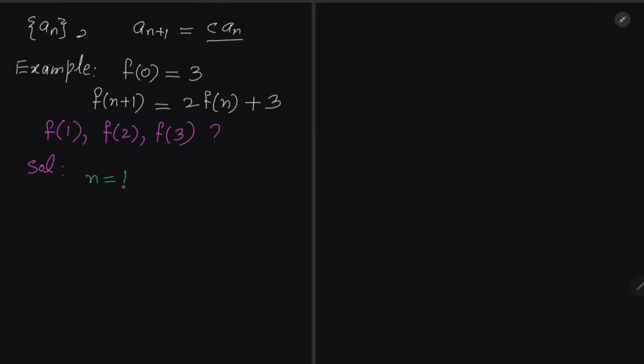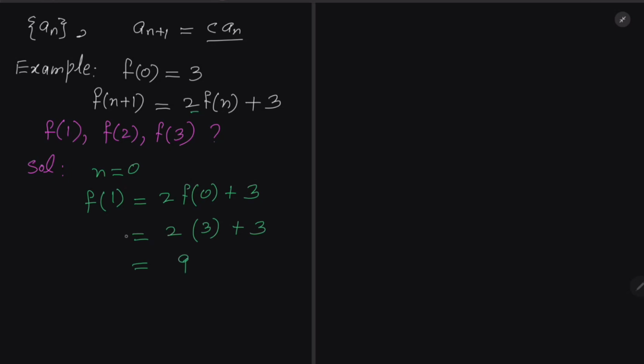I should start from n equal to 0, since you can see that there is an error if I continue with n equal to 1. So n is equal to, for example, 0. Then we have f of 0 plus 1, which is f of 1, equal to 2 f of 0 plus 3. Then we have the seed value 3.